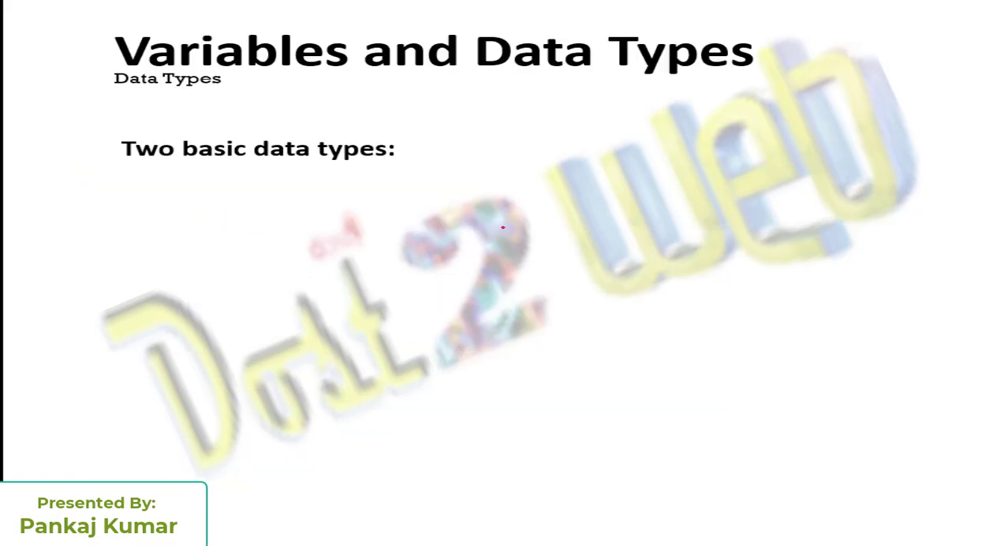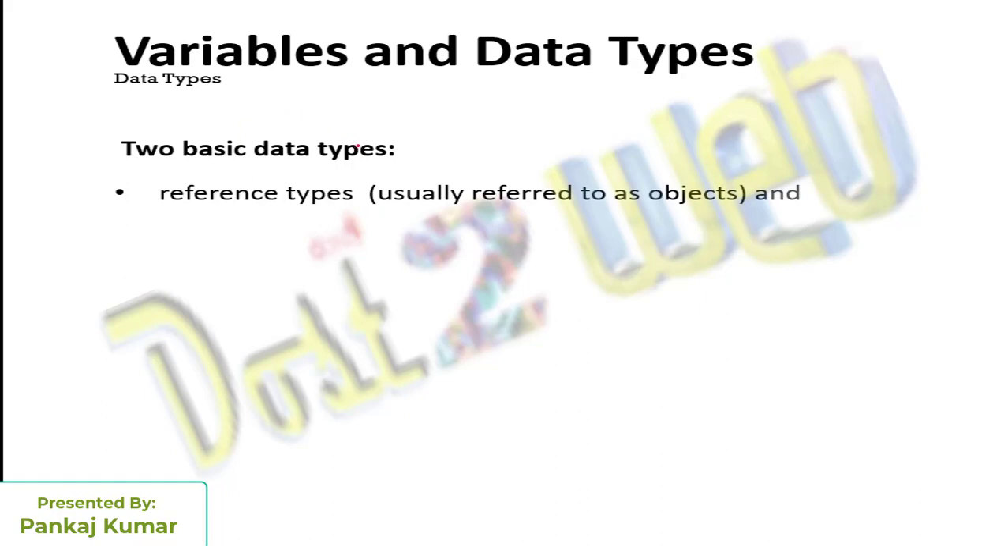You know very well about data types. Okay, what are the data types we have? Let's proceed. In JavaScript, you basically have two types. One is the reference type, and another is the primitive type.